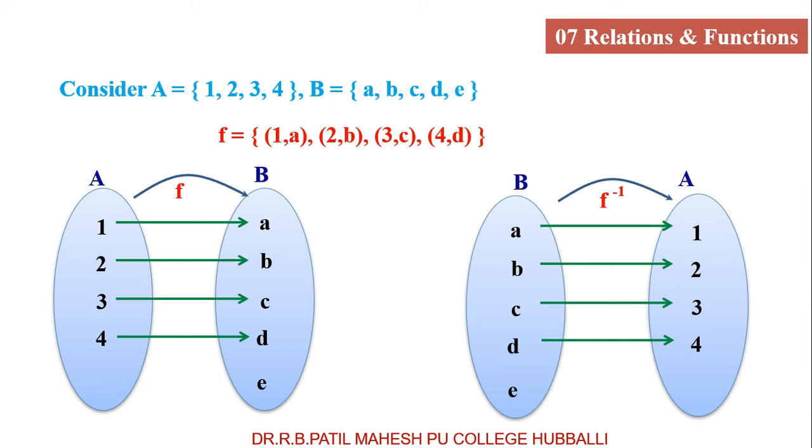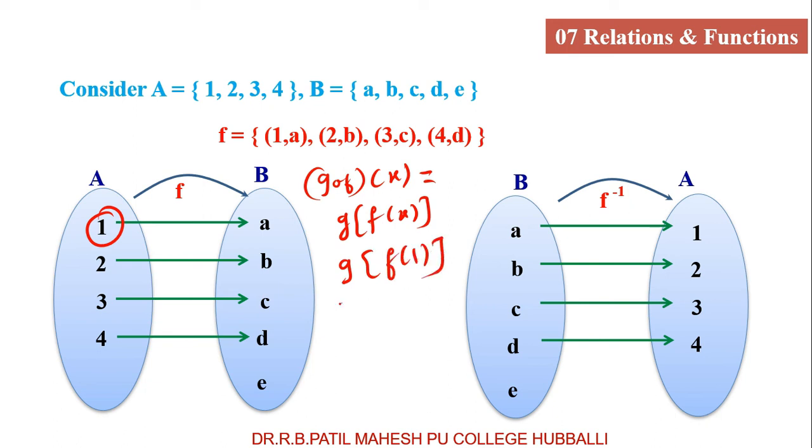Let me try. g composition f of x is equal to g of f of x. Let me take the element 1. g of f of 1. So what is f of 1? That is a. What is g of a? That is 1. Okay, we got g composition f of 1 is equal to 1.